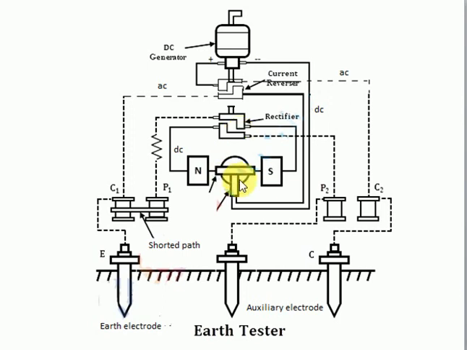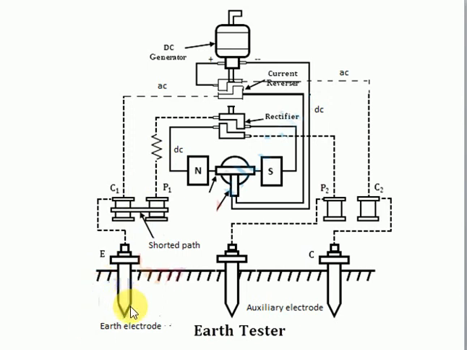Now this pressure coil will give us the measured voltage, and with the help of the current coil, we will have the current which is passing through the ground, and so we can measure the resistance. As we know that the resistance can be represented as the ratio of the voltage and current, so we can measure it.